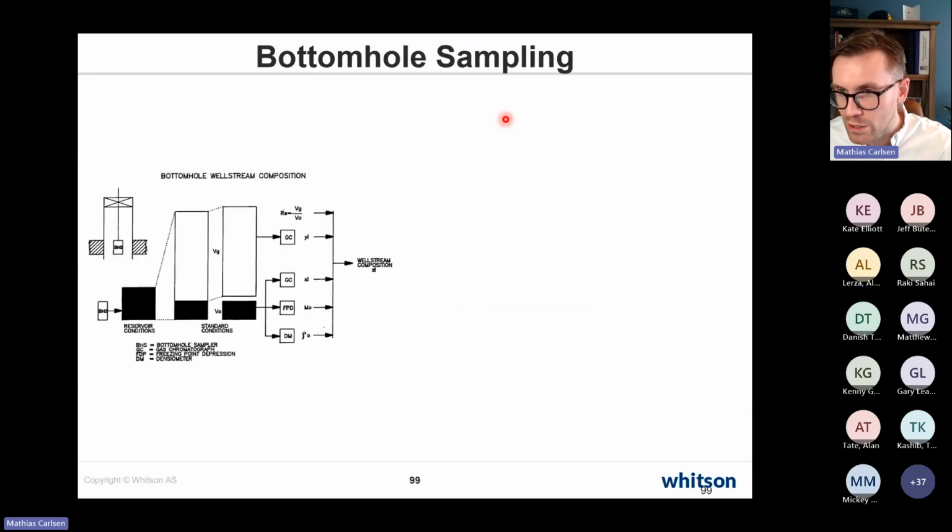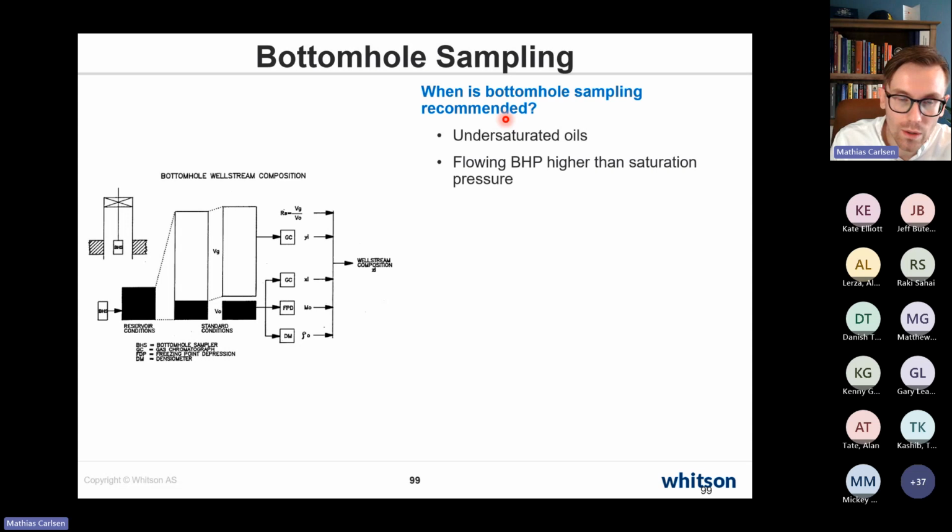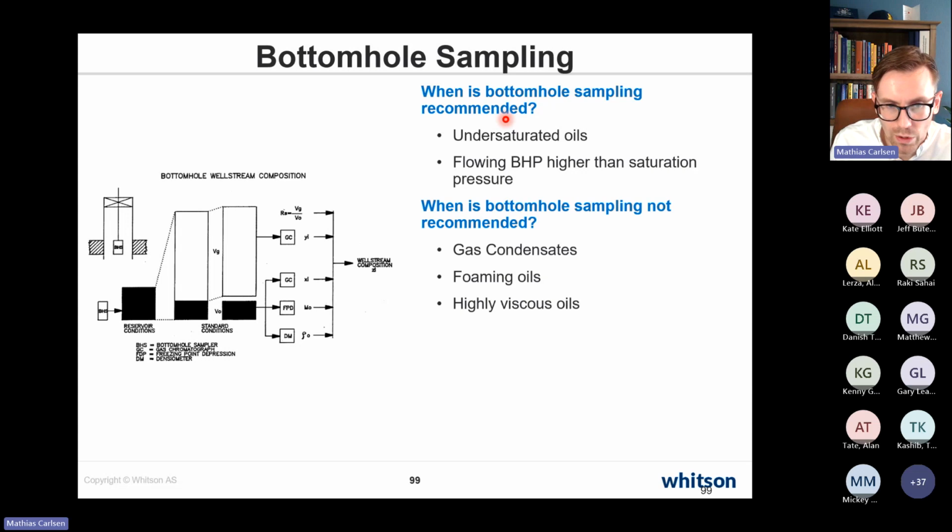And then you have something that is not that common in conventionals, but we have samples from the Permian and from the Bakken, etc. That's what you call bottom hole sampling. So then you've already cased the hole, and it's only recommended typically for undersaturated oils when the flowing bottom hole pressure is above the saturation pressure. It's not really recommended for gas condensate and highly viscous oils.